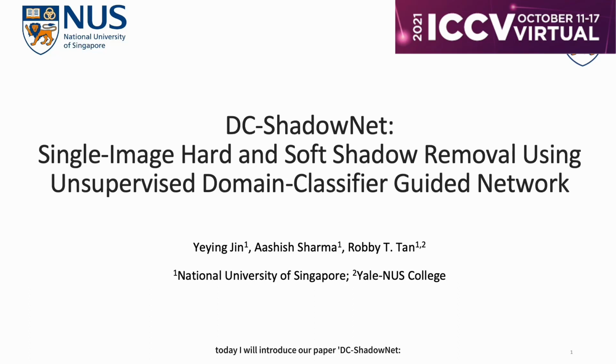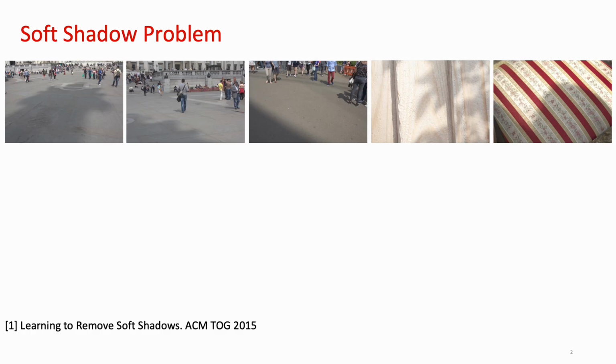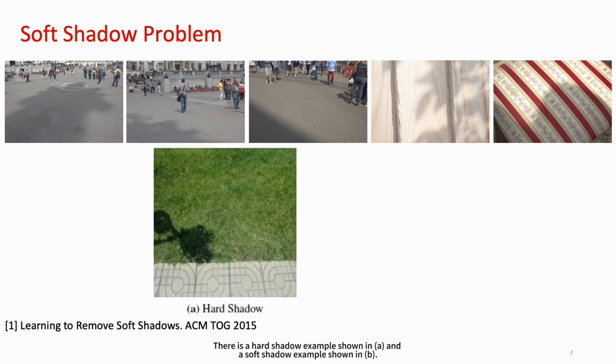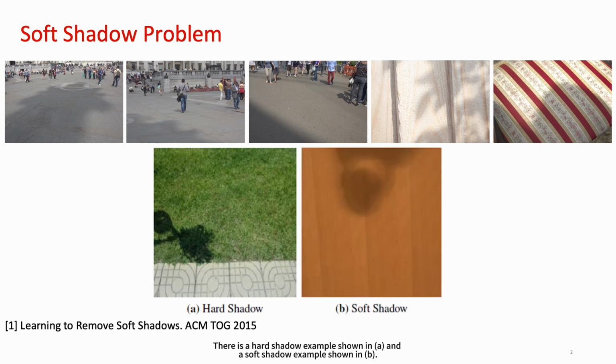Ladies and gentlemen, today I will introduce our paper DC-ShadowNet, Single Image Hard and Soft Shadow Removal using Unsupervised Domain Classifier Guided Network. Shadow removal from a single image is still an open problem. There is a hard shadow example shown in A, and a soft shadow example shown in B. Hard shadows are produced by point light sources with sharp boundaries. Soft shadows are produced by distributed light sources with blurred boundaries.